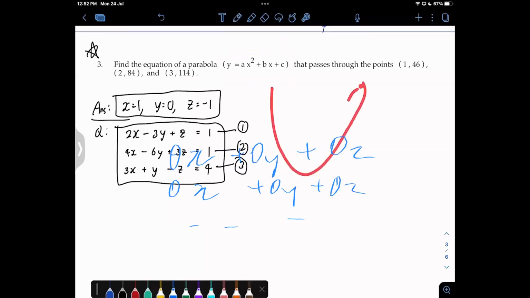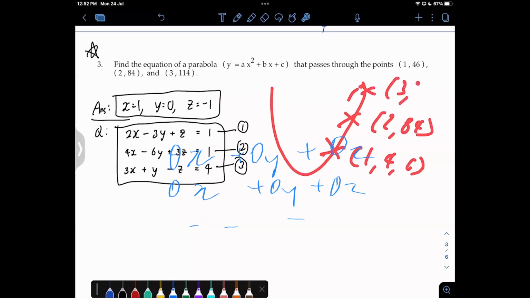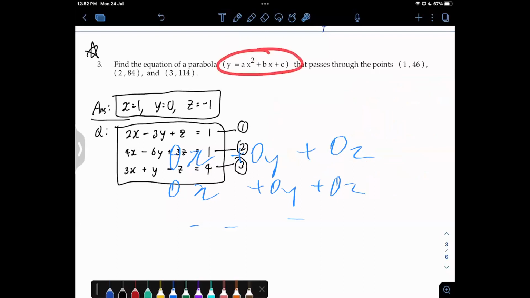So you just have this equation of a parabola, happy face. Let's assume it's happy face. You have a point 1, 46. You have another point 2, 84. You have another point 3, 114. You just have to sub in the x, sub in the y. Right, x is 1, y equals 46. You sub in, then you get an equation in a, b, and c. A second one and a third one.